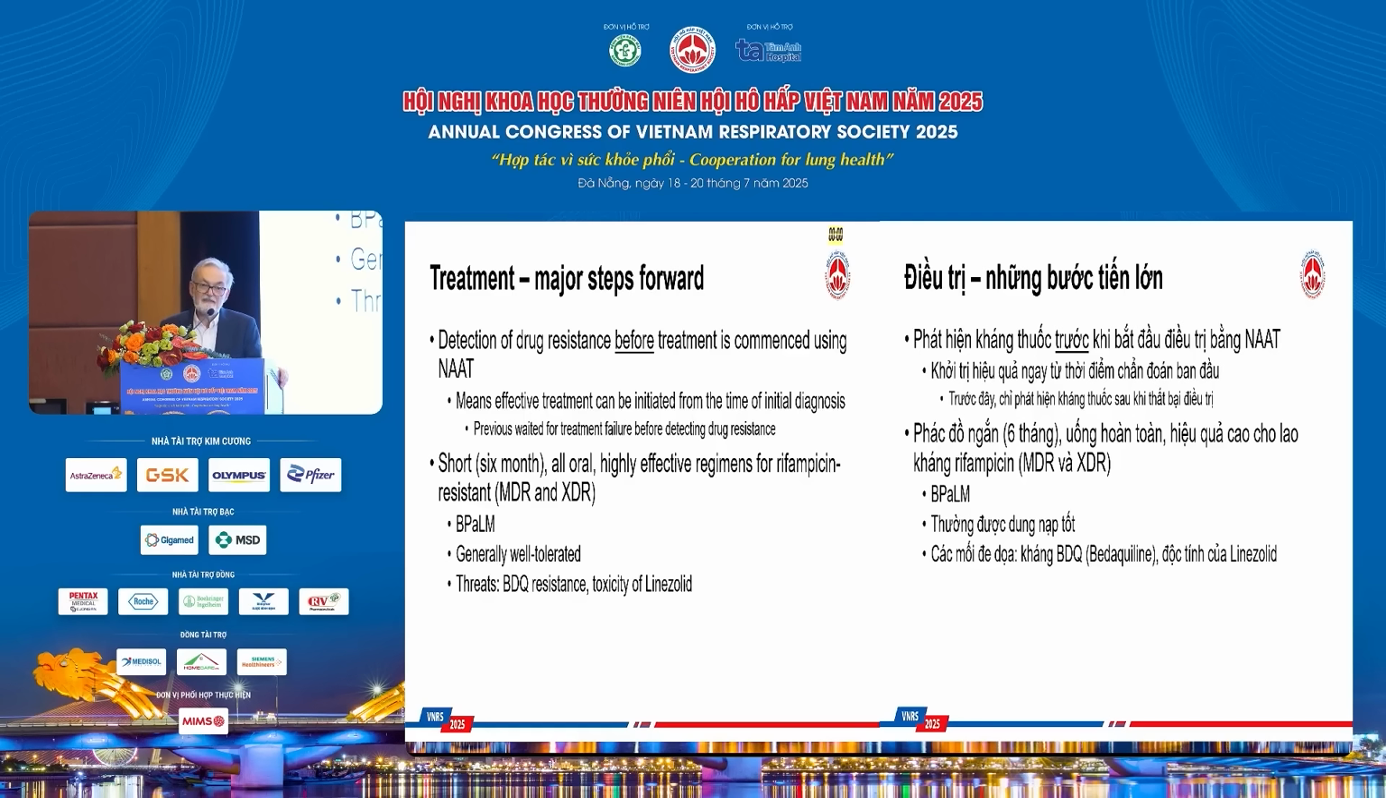There are some clouds on the horizon. There are some problems ahead. One is that in some countries, and I'm not sure about Vietnam, but certainly in South Africa and in India, they're starting to see significant incidence of bedaquiline resistance. And if you have bedaquiline resistance, that's going to be a major problem for the BPALM regimen. And the other significant problem is that, at least in some settings, there is quite a bit of toxicity from linezolid, and that also is a problem. And there are investigations going on to try and improve this.